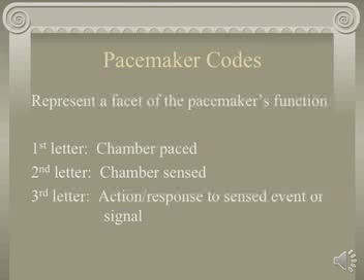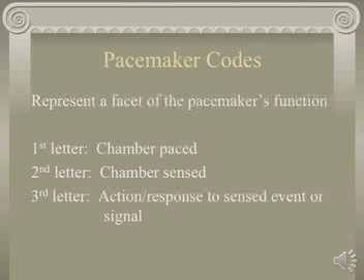The first letter means the chamber that is paced in the heart. If you see an A, it stands for atrium, a V stands for ventricle, or a D stands for dual, both atrial and ventricularly paced. The second letter stands for the chamber that is sensed. Once again, A equals atrium, V equals ventricle, and D equals dual, atrial and ventricularly. Occasionally you will see an O for none, meaning that no chamber, atrial or ventricular, is sensed.